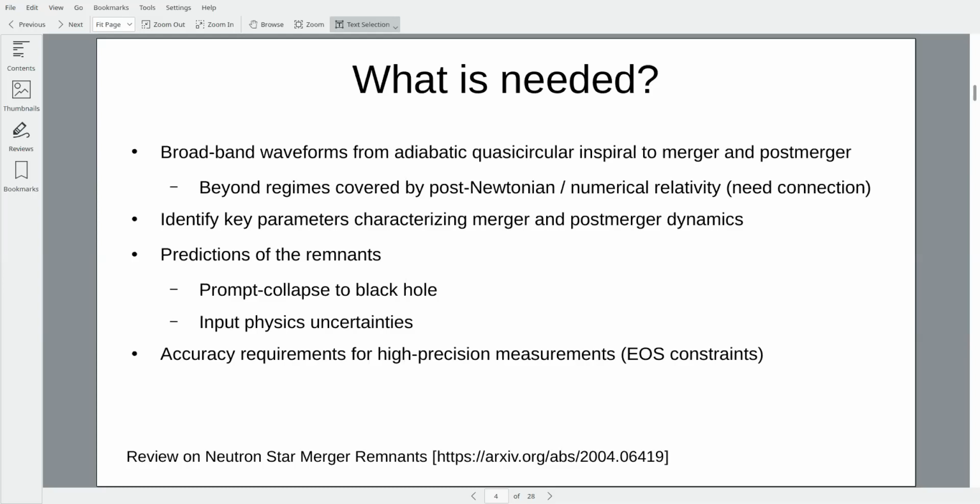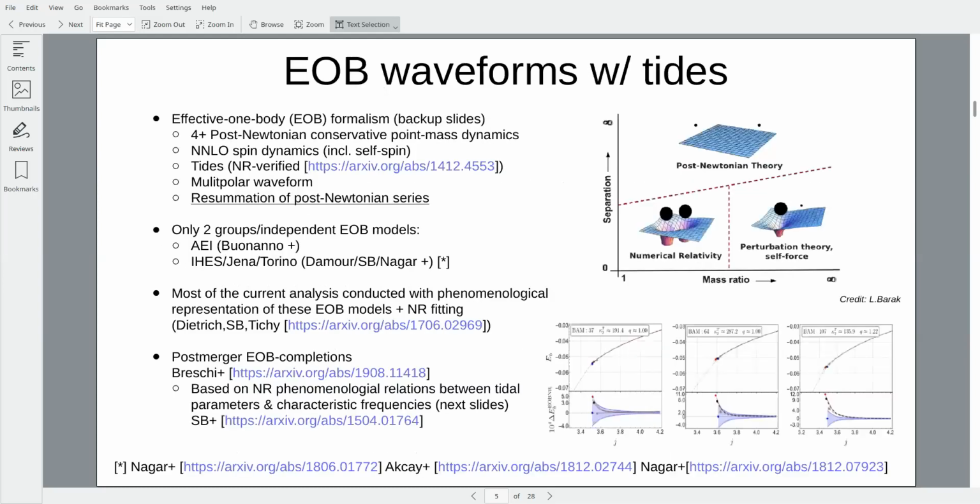So what we currently use to model the binary neutron star spectrum is actually the EOB formalism, and this we use precisely to connect the different dynamical regimes and to identify some of the key parameters that can really capture the merger dynamics.